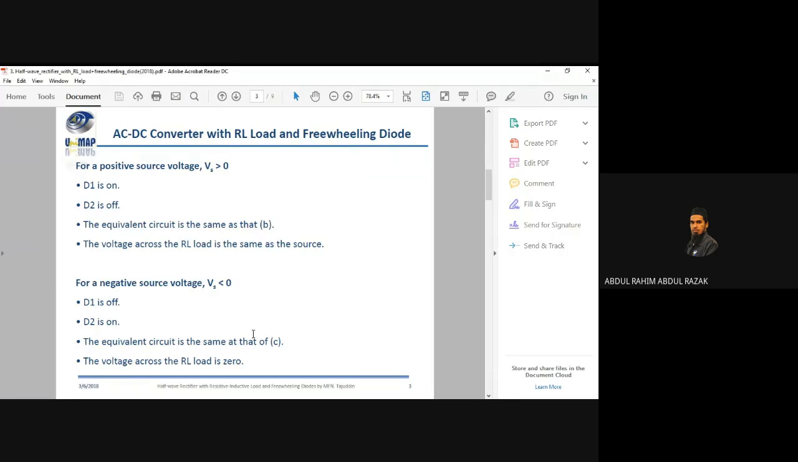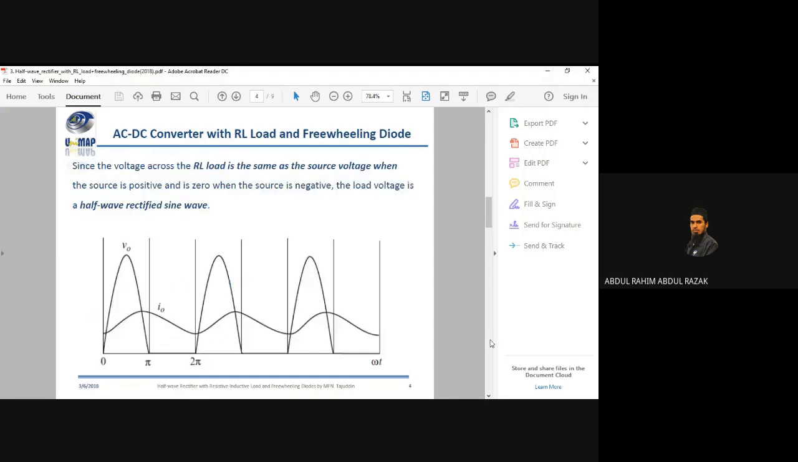There's no voltage, but there's remaining current that flows out to the circuit. Since the voltage across the RL load is the same as the source voltage when the source is positive, and 0 when the source is negative, the load voltage is a half wave rectified sine wave. So this is what you expect to see from a load point of view.